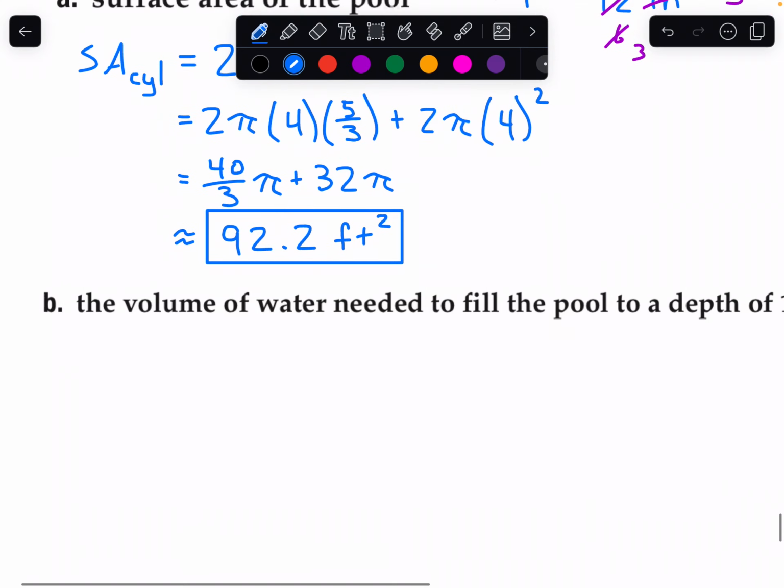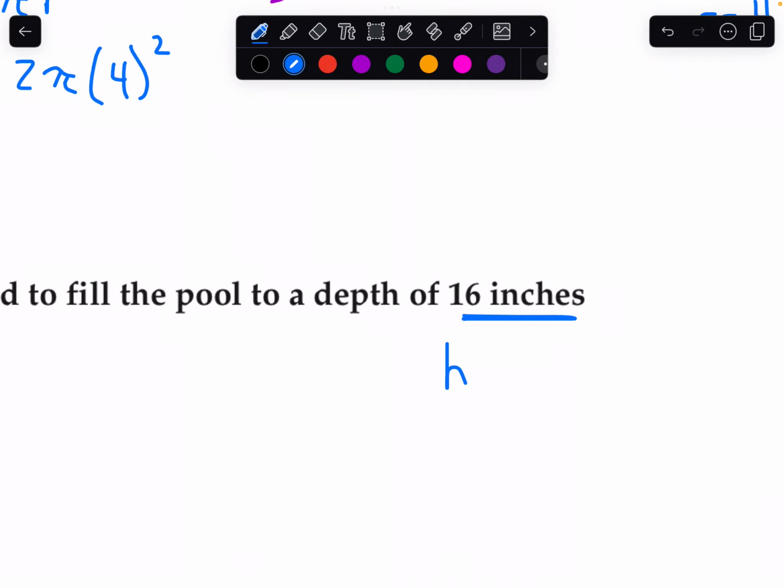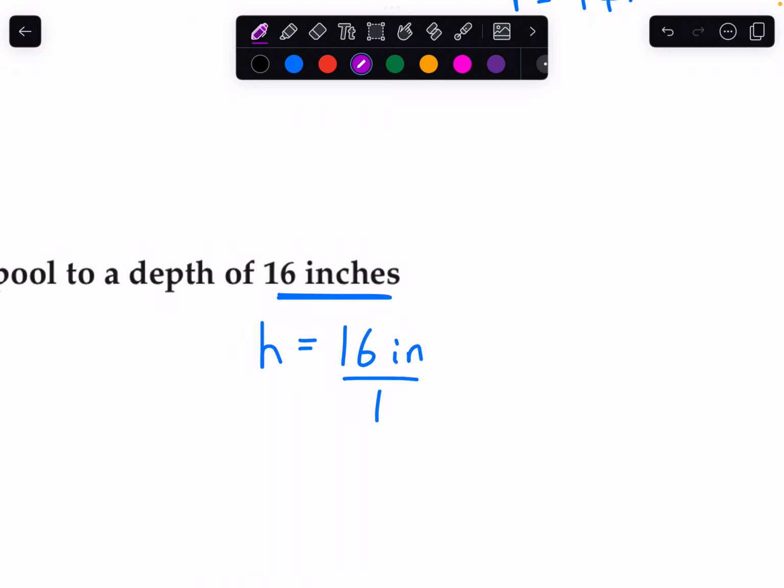And how about the volume of water to fill the pool to a depth of 16 inches? So this is a new height h. We're no longer using the 20, so 16 inches. Put that over 1. Convert again. We want inches to feet. 1 foot is 12 inches. Those can be divided by 4, so this is 4/3 of a foot instead of 5.